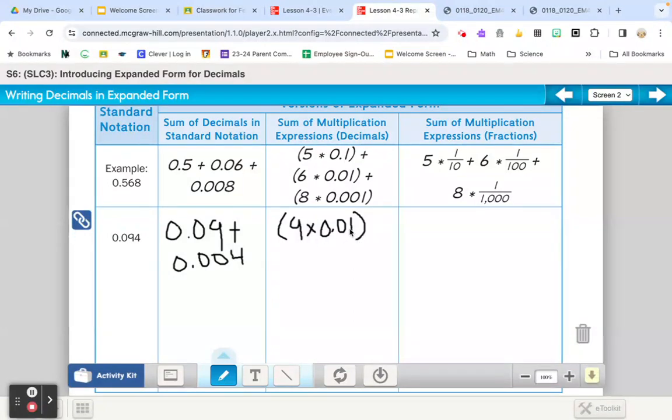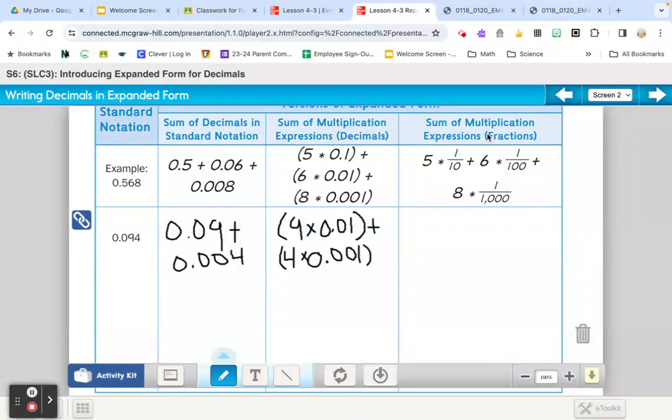Does it look like 100 backwards? It's 100 plus a 4, forgot the parenthesis, times, and since it's in our thousandths place, we are going to have 0 and 1,000th. And then we are done.